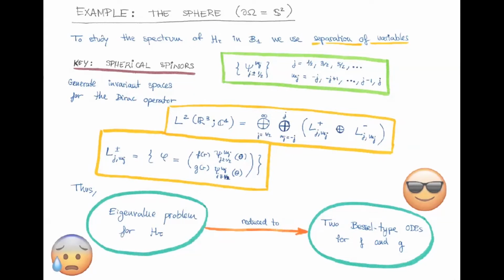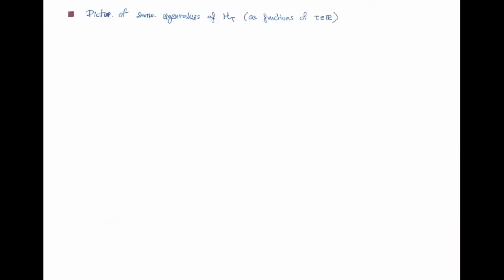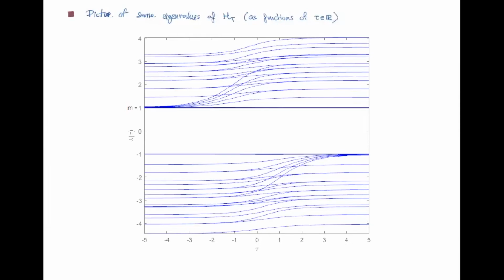And then if you solve these ODEs, you can find an equation for the eigenvalues. Remember that here I have a parameter, this tau, and for each value of the parameter, I have an equation, and I find equations for the eigenvalues. Since all of this is explicit, because Bessel functions are quite studied and you can have them on your computer, you can plot things and get something like this.